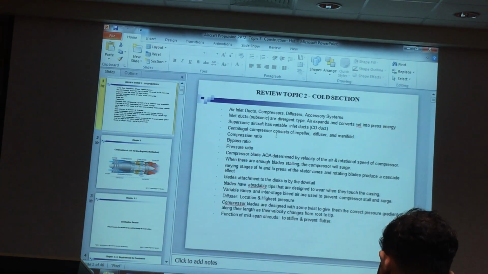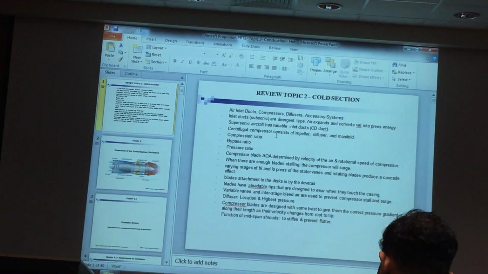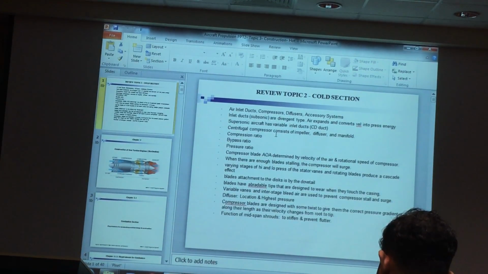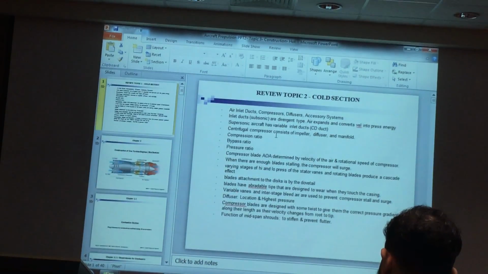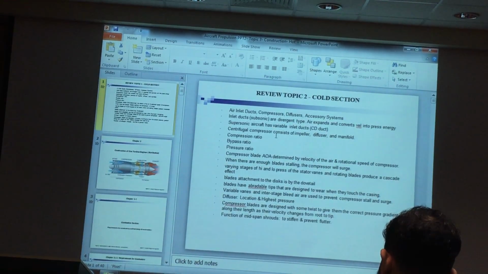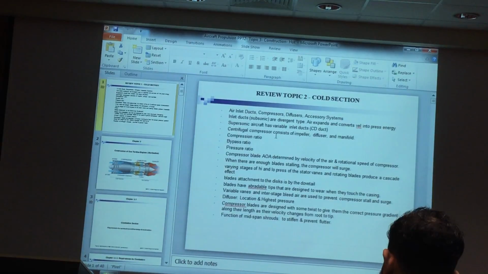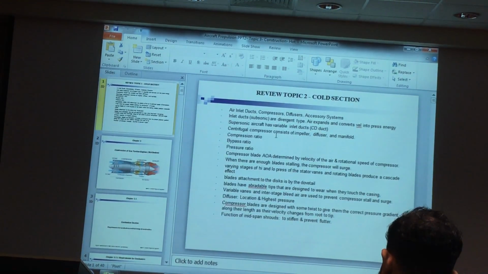Your supersonic aircraft has a variable inlet duct, convergent-divergent. Remember, a supersonic duct is a venturi duct, a convergent-divergent duct. This duct has a narrow neck, and this neck is variable. It can change. The exhaust is also similar, also variable.